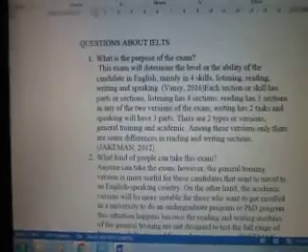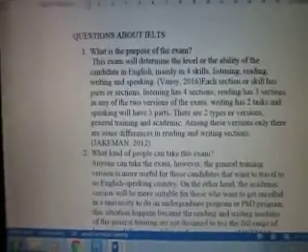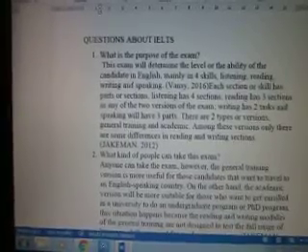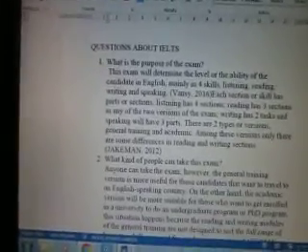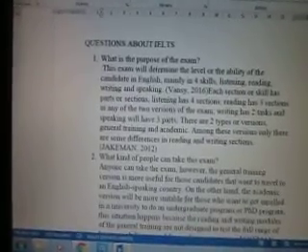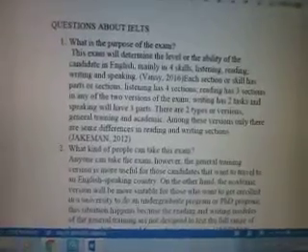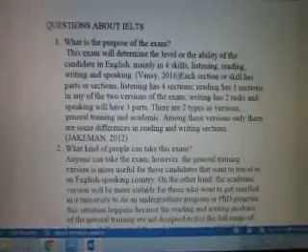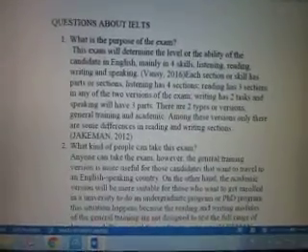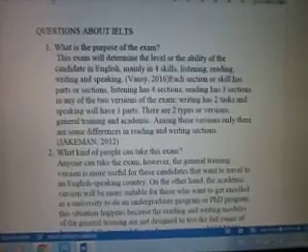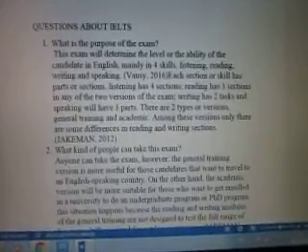about this exam. The first question is, what is the purpose of the exam? This exam will determine the level or ability of the candidate in English, mainly for skills: listening, reading, speaking and writing. Each section or skill has parts that will divide it and will make it somehow easy to rate at the end. For example, listening has 4 sections, reading has 3 sections. In any of the 2 versions of the exam, writing has 2 tasks, and speaking will have 3 parts.